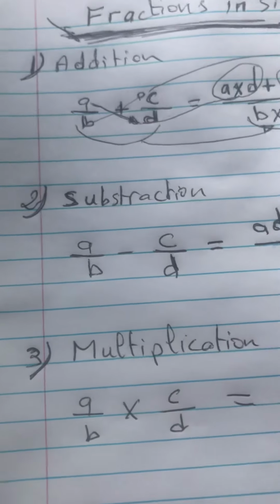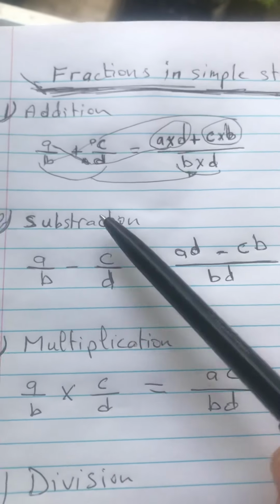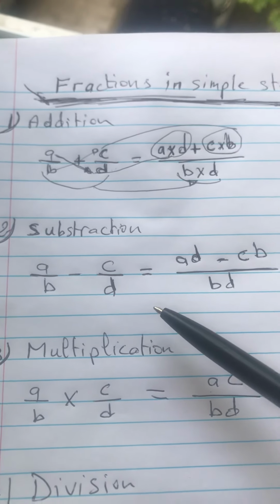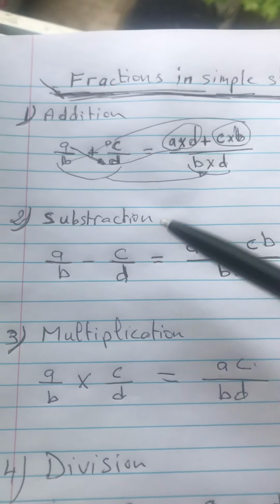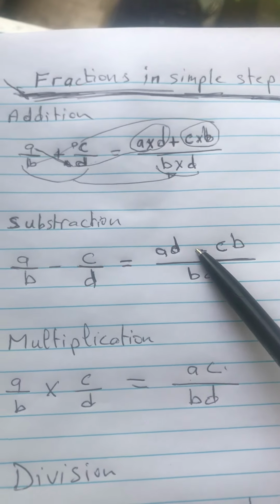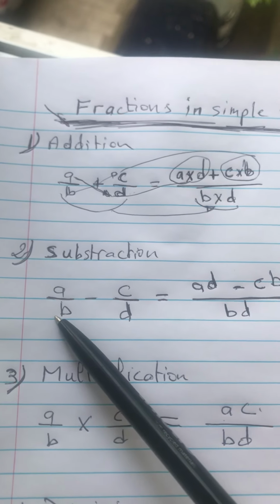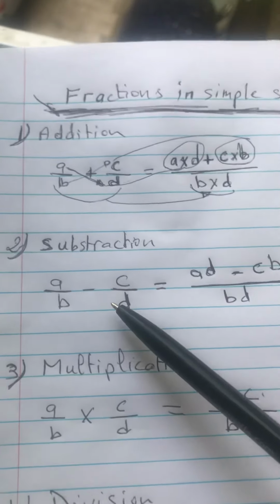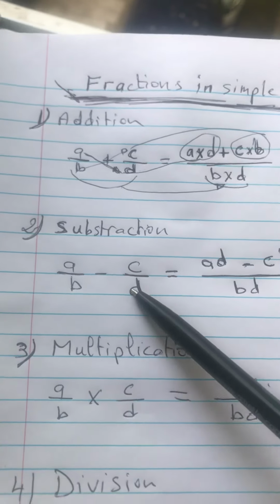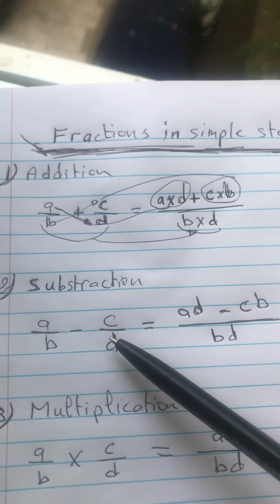Come to subtraction. Subtraction is exactly the same as addition. The only difference is the sign minus, which we keep here. So let's say a over b minus c over d. So this is a fraction minus another fraction.